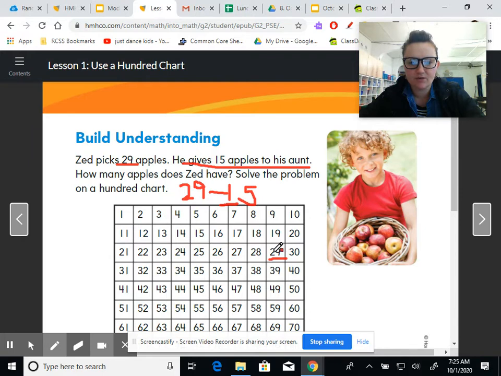So we can go back 1 row. 10, 11, 12, 13, 14, 15. See how I got that? I went back 10 first, and then I counted back 5 because that's how many ones there are. Oh, look, I went up a column. This is a column, right? And this is a row. Okay, see, vocabulary words are important.